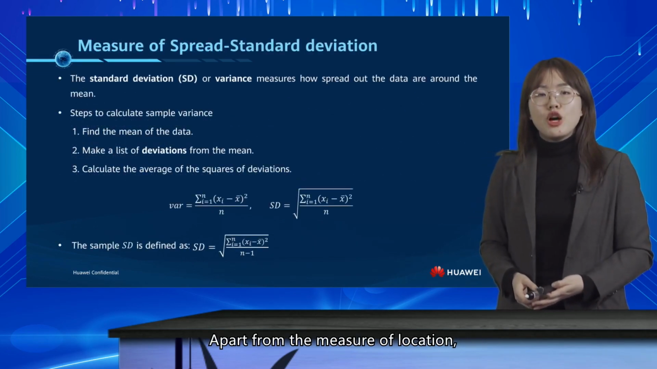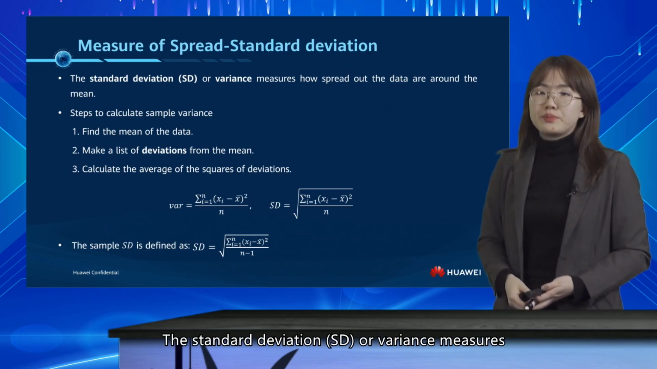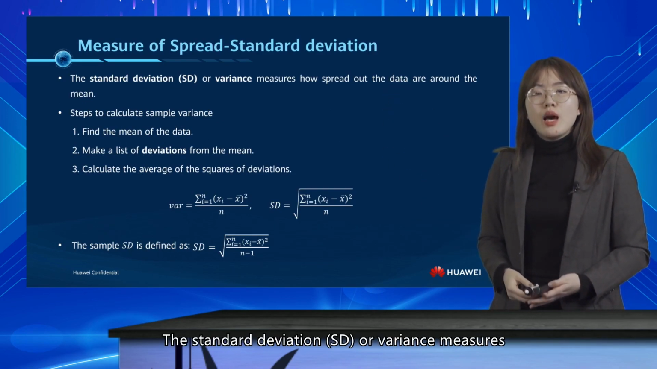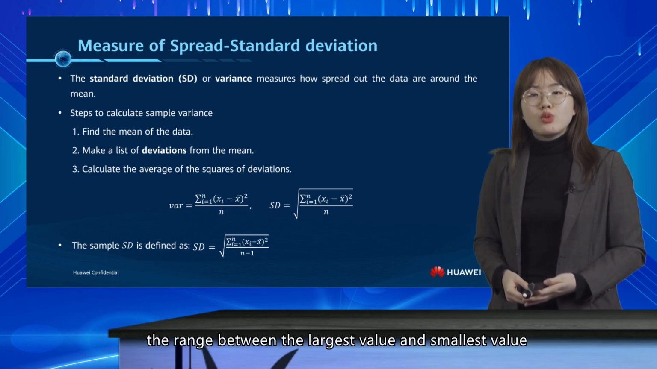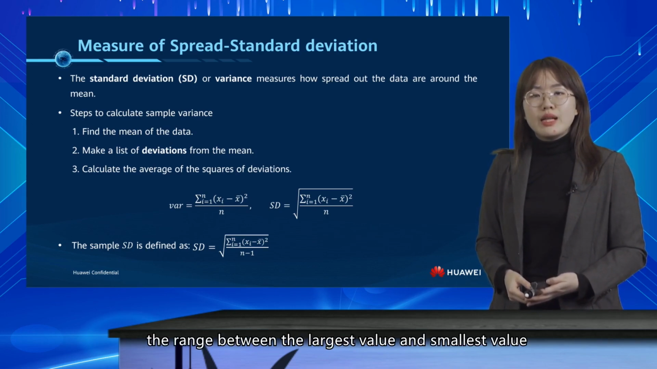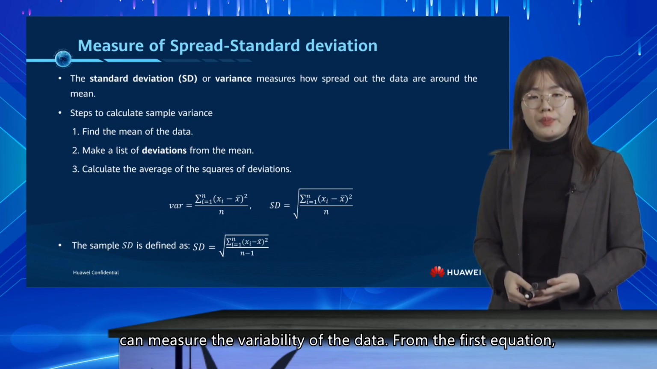Apart from the measure of location, here we have the measure of the spread. The standard deviation or variance measures how we spread out the data around the mean. In other words, the range between the largest value and smallest value can measure the variability of the data.